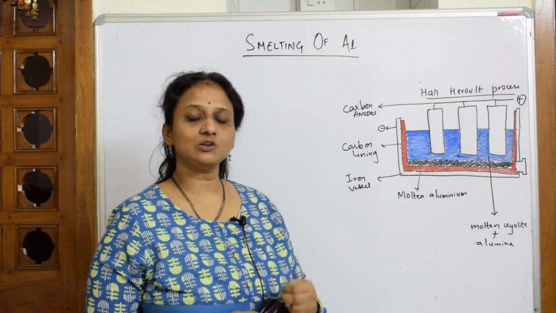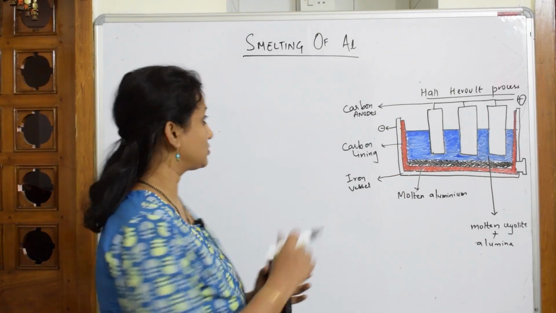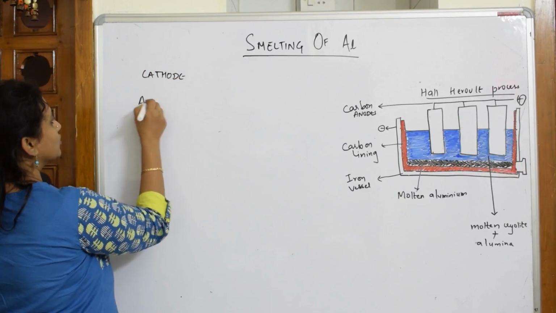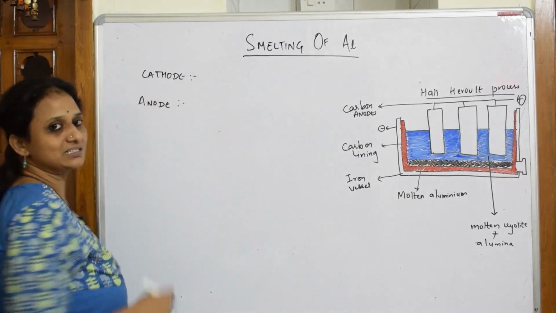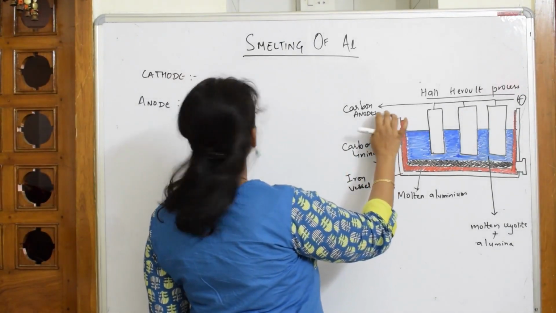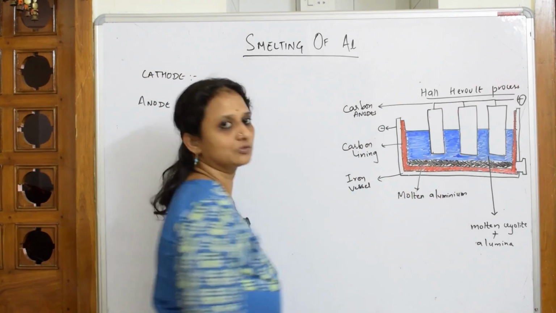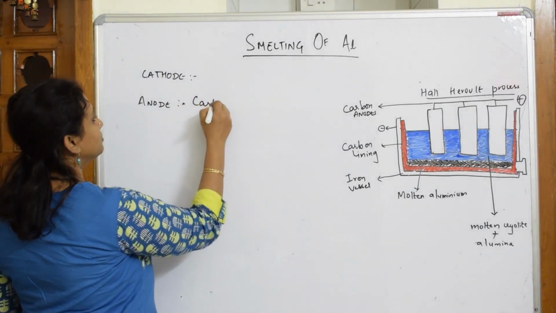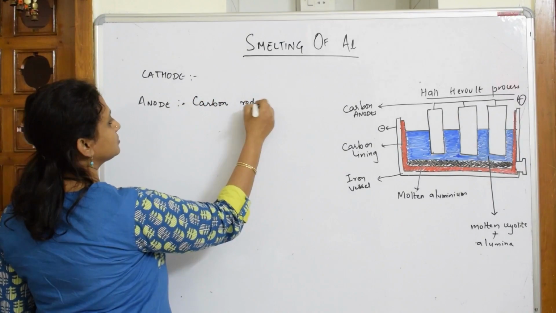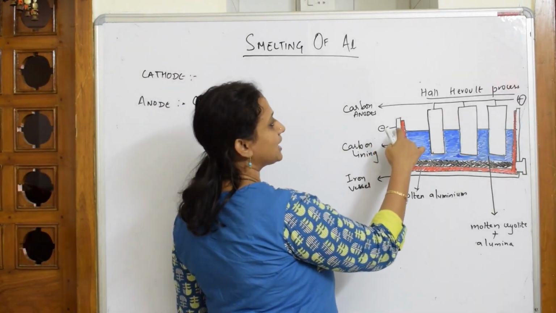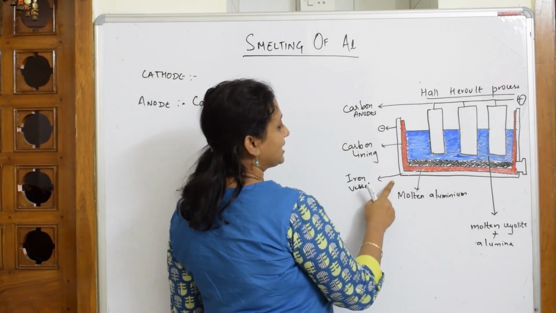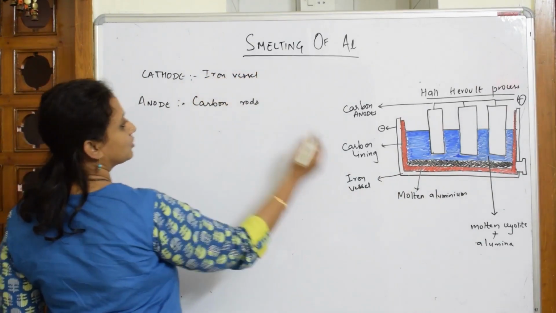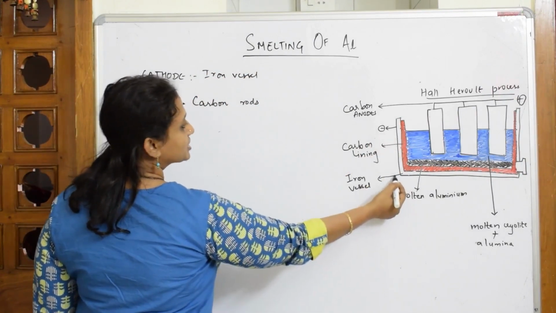In this electrolytic cell, we very well know the two types of electrodes: your anode and your cathode. So let us write. For smelting, the electrolytic cell has a cathode and an anode. As soon as you write this, please mention what is a cathode and anode. The anode is made up of carbon electrodes, that is your graphite. It is made up of carbon rods, graphite rods. Now when I come back to your cathode, it's made up of a thick outer lining, a thick iron vessel. So I'll write it as iron vessel. I'll mark this as the cathode, which is made up of an iron vessel.